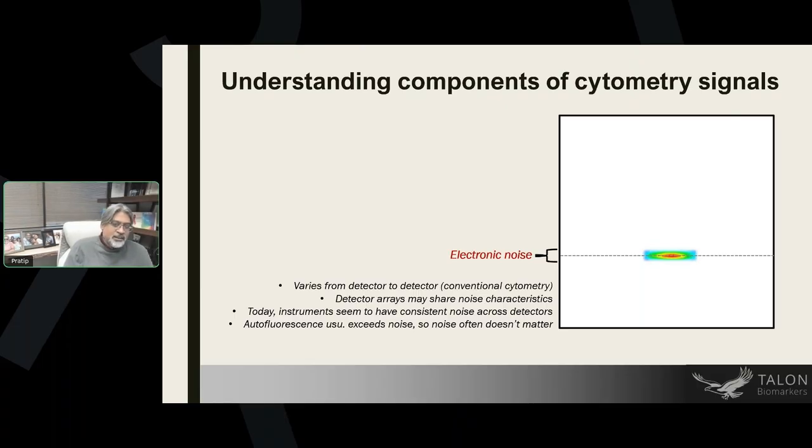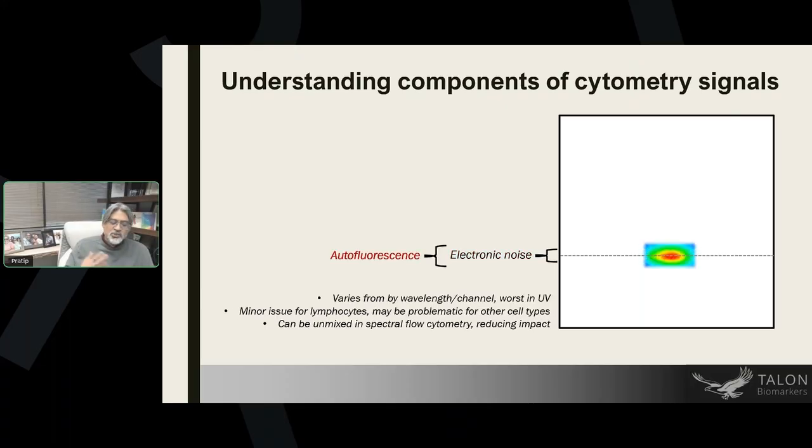Now, we can think about electronic noise, but honestly, the autofluorescence that we get from cells usually exceeds this noise. So electronic noise just becomes a component of the measurement that's often swamped out by autofluorescence. So what is this second component of a cytometry signal? It's autofluorescence. That's just the natural fluorescence of cells caused by different molecules that they have inside them, and it varies by wavelength and by channel. It's usually the worst in the UV detectors and in the lower end of the spectrum.